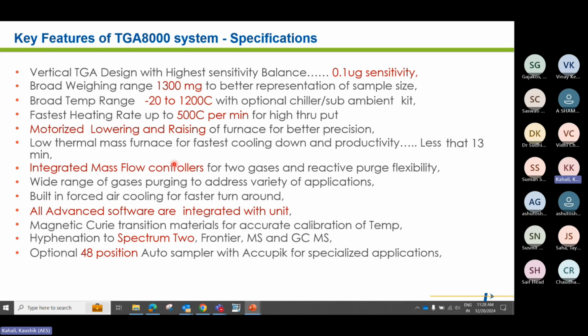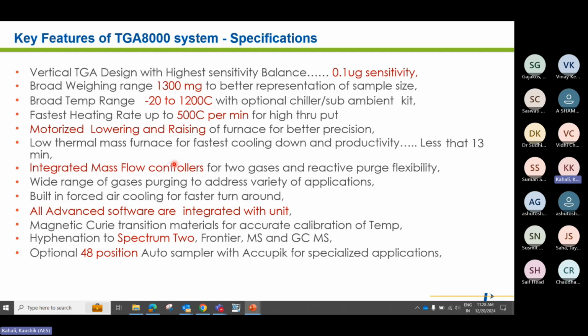Low mass furnace we are using for fastest cooling down and productivity, less than 13 minutes. That means from 1000 to 100 it will come down within 13 minutes. That will increase the productivity of your system, because usually you have seen the thermal experiment is time consuming compared to any spectroscopic experiment. Any thermal experiment will last for around 30, 40 or even 50 minutes or more than an hour, depending on the temperature and the heating rate you have defined.